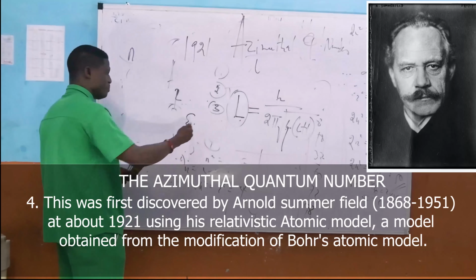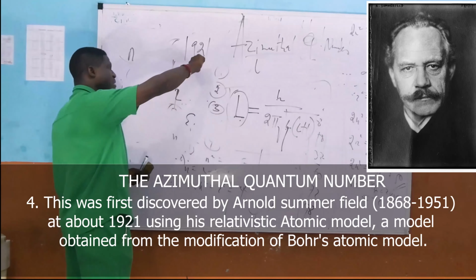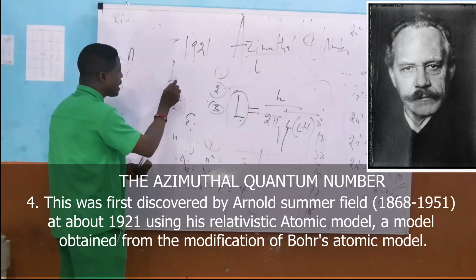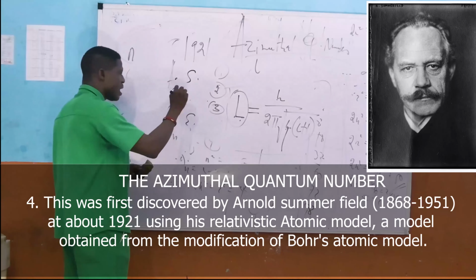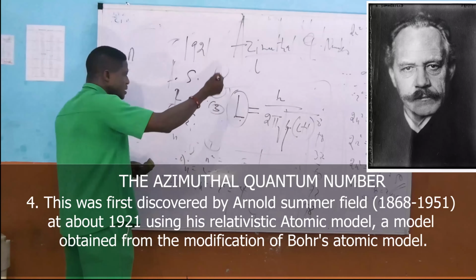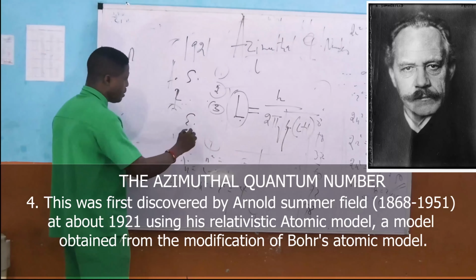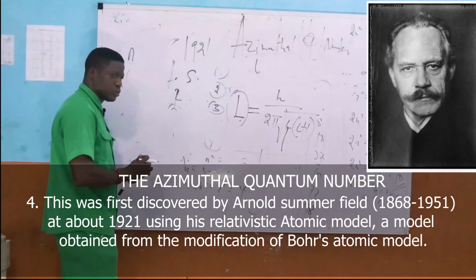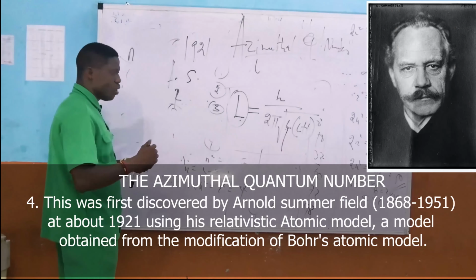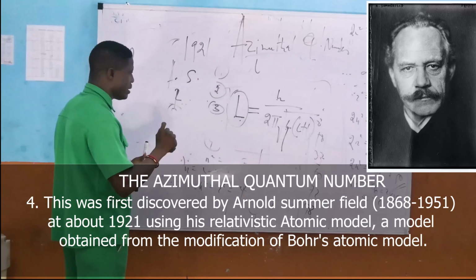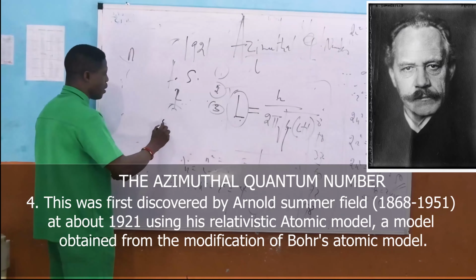So, talking about the angular momentum quantum number, like I said before, it was discovered in 1921 by Arnold Sommerfeld from his relativistic atomic model, obtained from the modification of the Bohr energy equation. Please have that at the back of your mind. Take note of the discoverer of each of the quantum numbers. It's very key. They may evaluate you based on that.